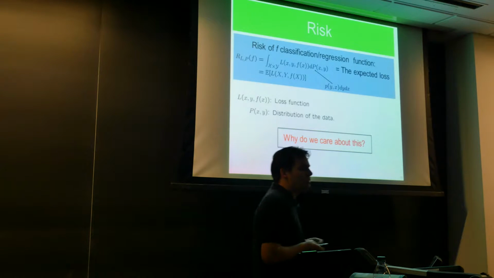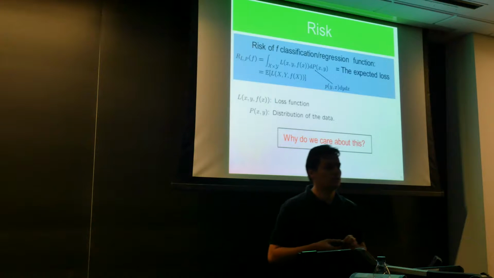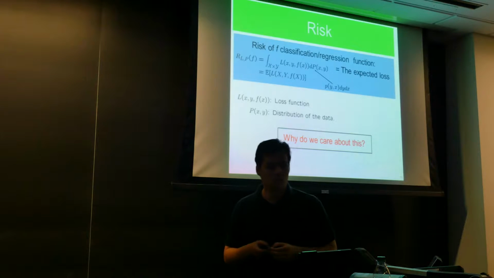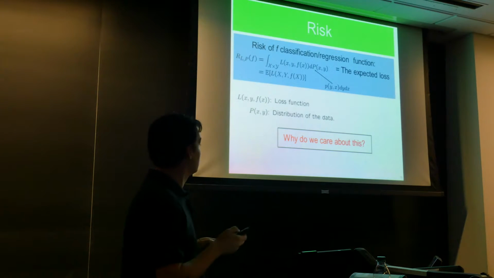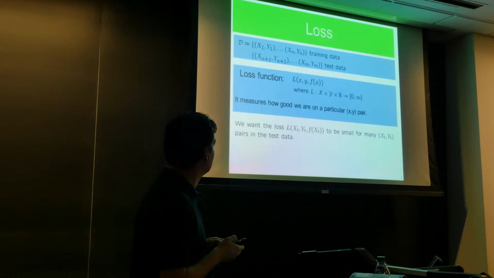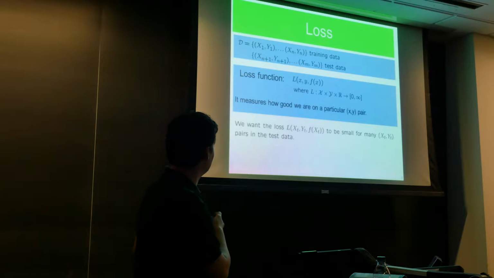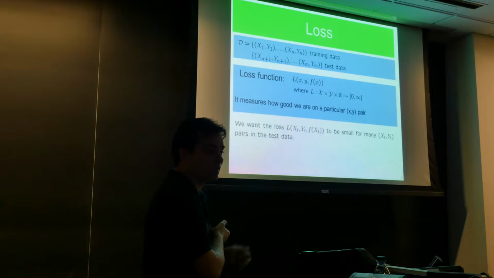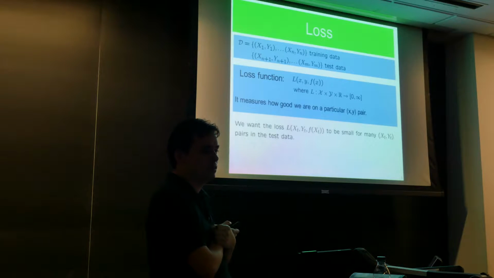Okay, so why do we care about this risk? That's what you want to minimize. So our goal is to do well on the test set. How is it related to that? I have a test set, right? (x_{n+1}, y_{n+1}) through (x_m, y_m). That's what I care about. Do you see the test set?